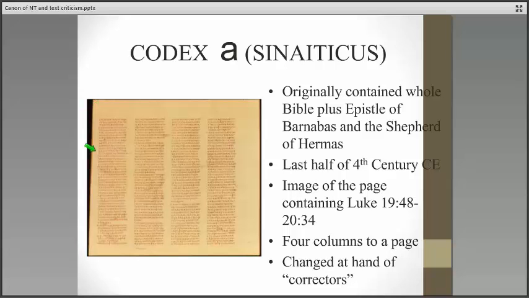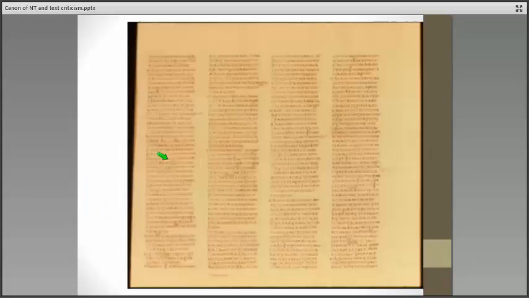This is a chapter from Luke 19 to 20. If you look real carefully, you can see, with eagle eyes, places where you have some letters in between the margins. Let me go to the next slide. I can show it more carefully. So you can see here where the scribe has made some insertions.